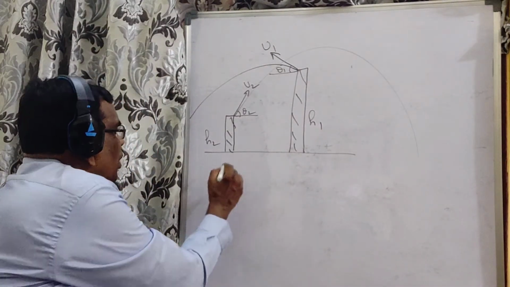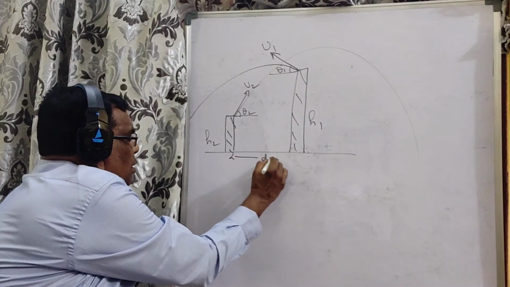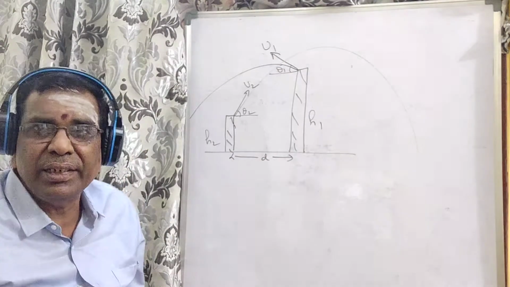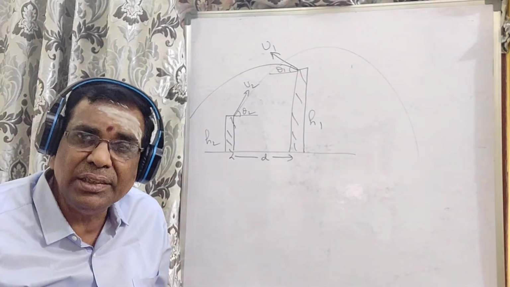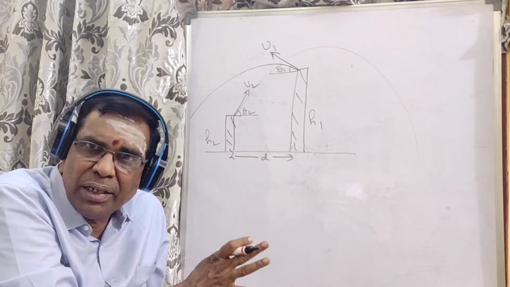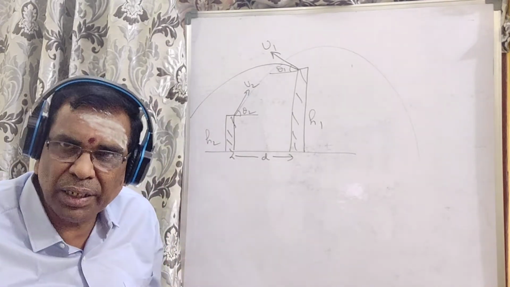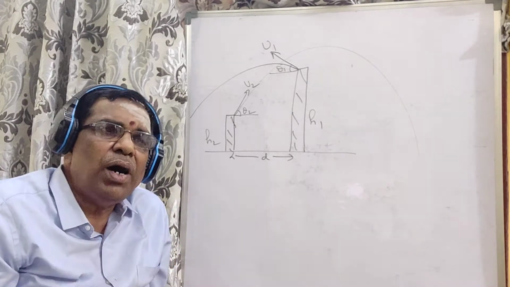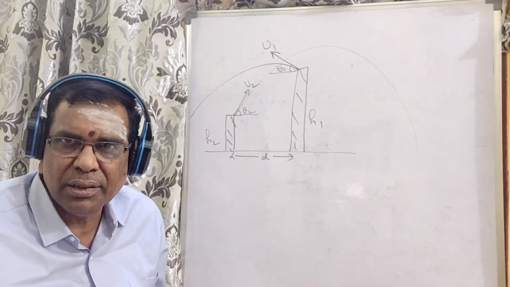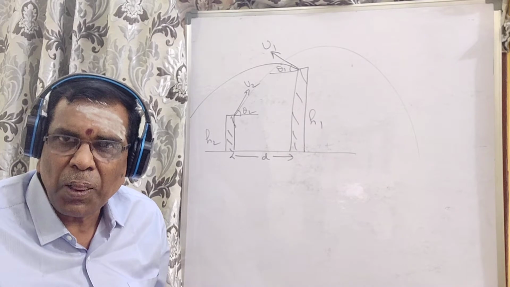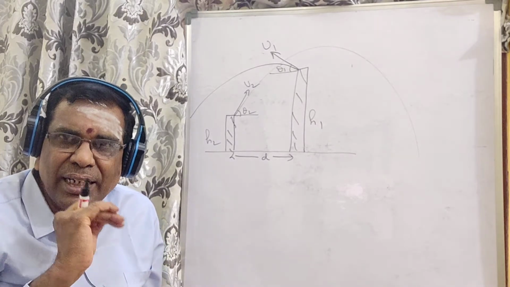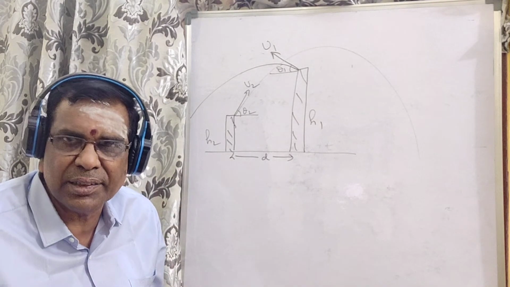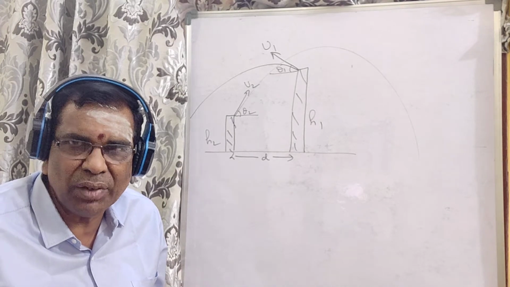Now, let me give you the answer. Say, for example, these are separated by a horizontal distance d. They are in the same plane. Point of intersection means both the projectiles pass through this point, definitely, but not necessarily simultaneously. I hope you have understood this.